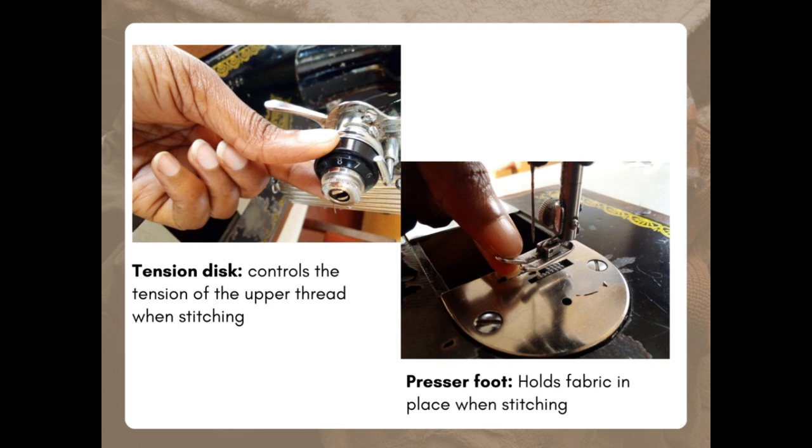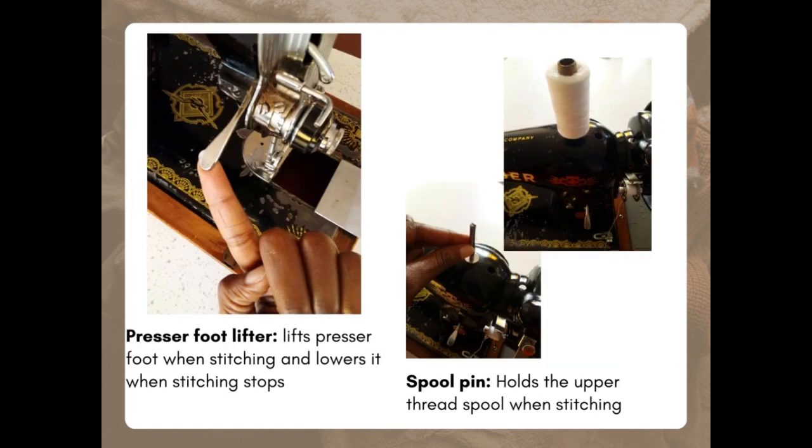Then we have the presser foot, which looks like a foot, and it is split right in the middle. It holds the fabric in place when stitching, and the section where it's split is where the needle goes through during stitching. Next we have the presser foot lifter, which is a metallic part with a flat section resembling the part we hold on a spoon. It is used to lift and lower the presser foot. When you lower it, the fabric is pressed in place by the presser foot before stitching. And when it is lifted, the presser foot releases the fabric, which can then be removed or moved around the needle area.